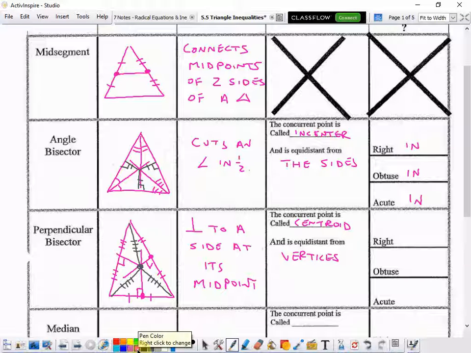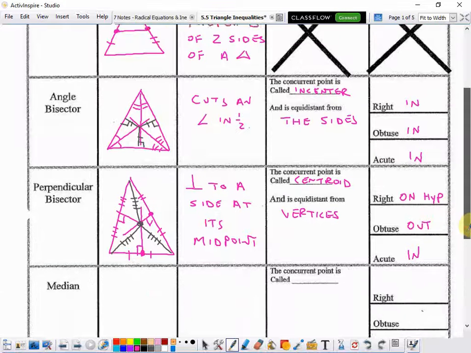That is not always inside of a triangle. If it's right, it is on the hypotenuse. If the triangle is obtuse, that is outside, and acute, it will be inside.